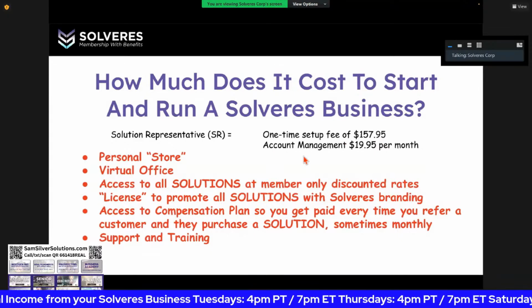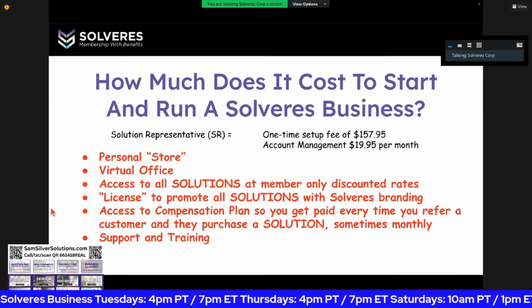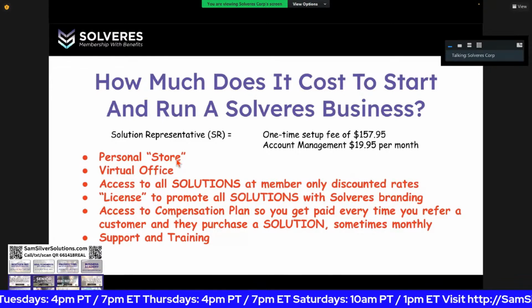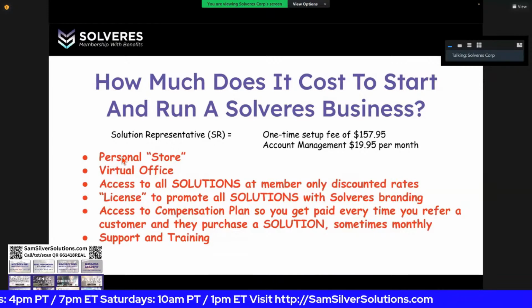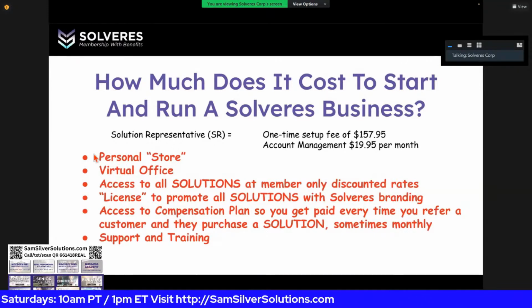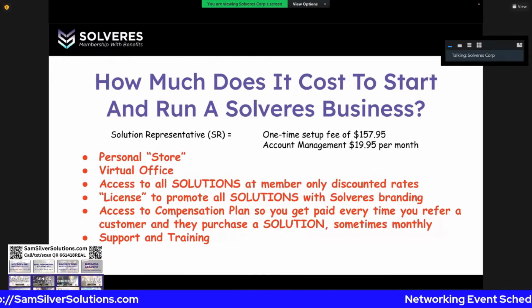And then there's an account management fee, which is $19.95 per month. Here's what you get in your business. You'll get a personal store, so all the expense and cost and effort to put together all the websites, you'll have all of that. All the solutions have their own landing pages, and you can send them to your own unique landing page.